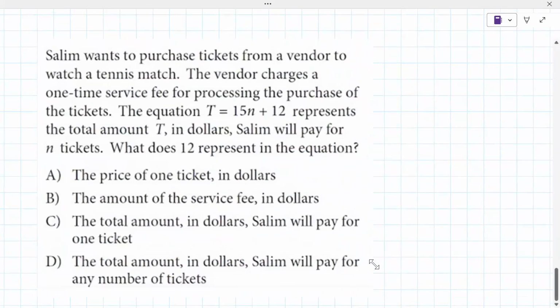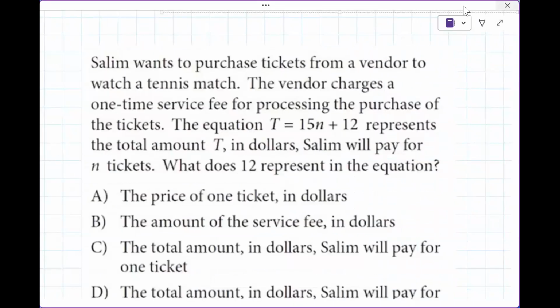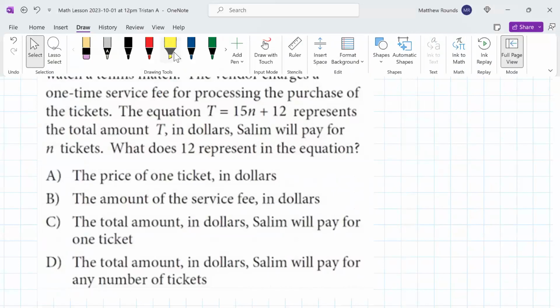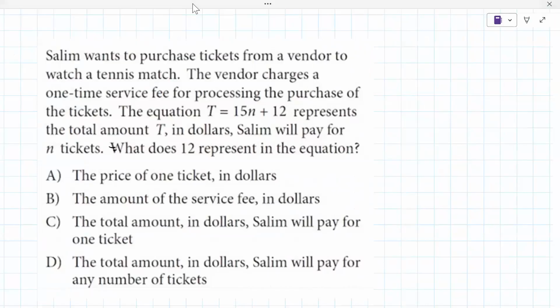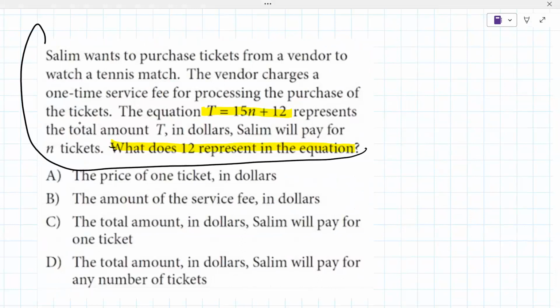All right, so here's a new question. The call to action here is what does 12 represent in the equation? Well, there's the equation, okay? But we don't know anything about the equation. So this time you unfortunately do have to go back and read from the beginning because we just don't know. 12, I don't know, 12. I mean, it's the intercept of this equation, but what does that even mean? So let's go back and look.